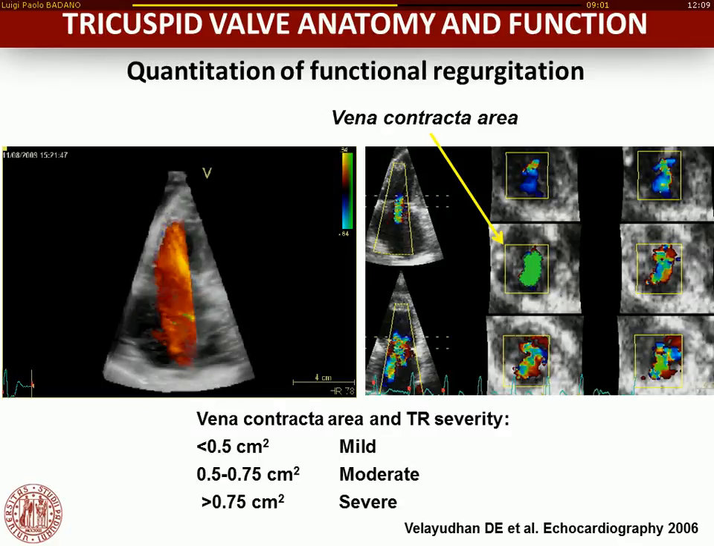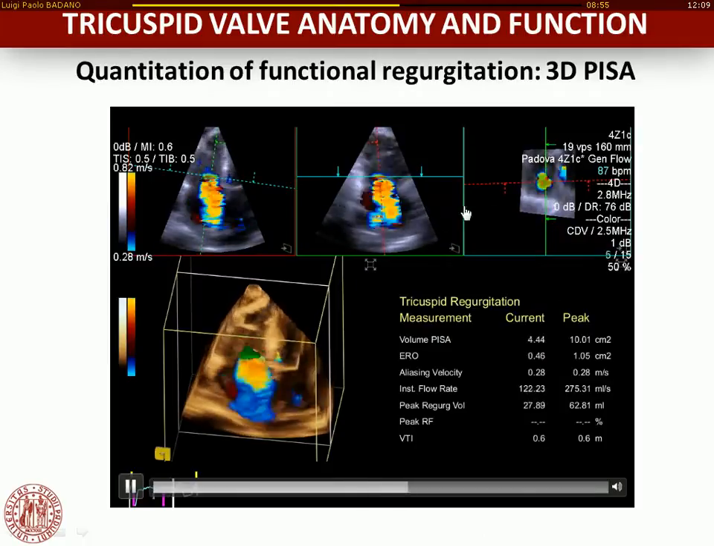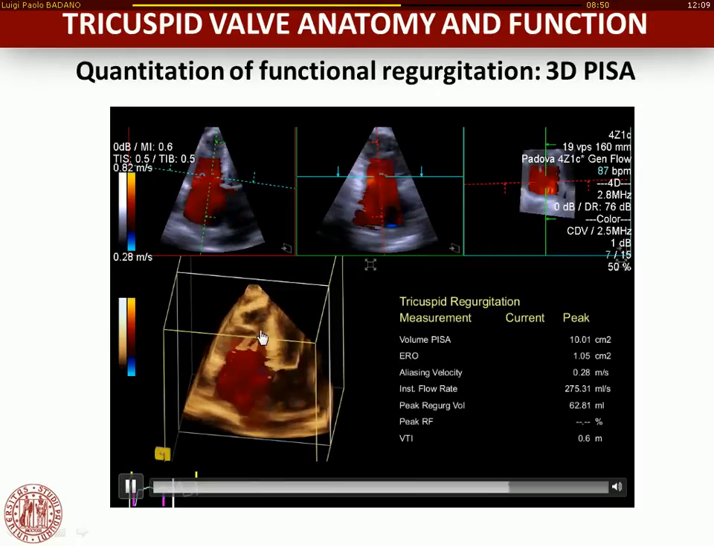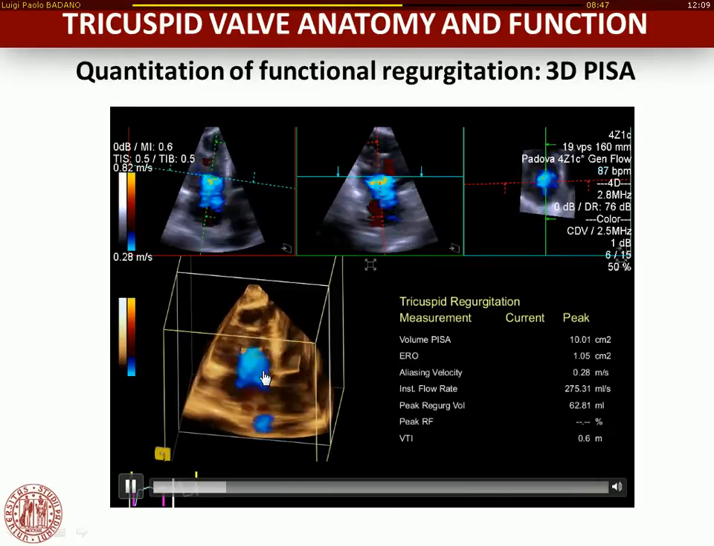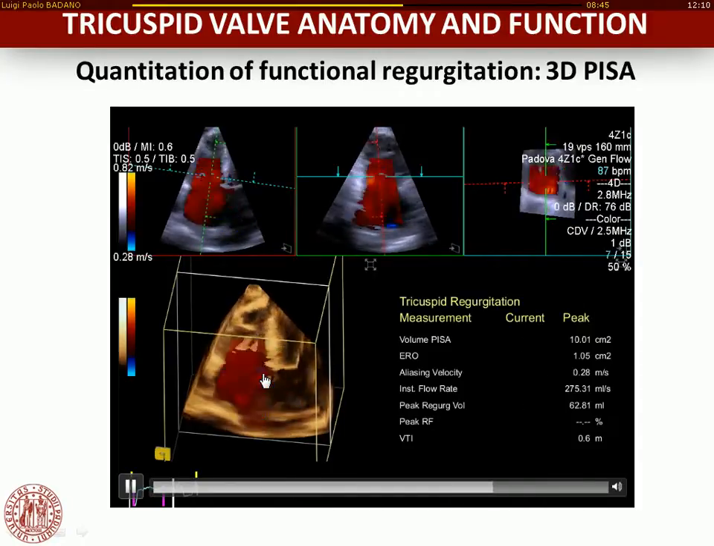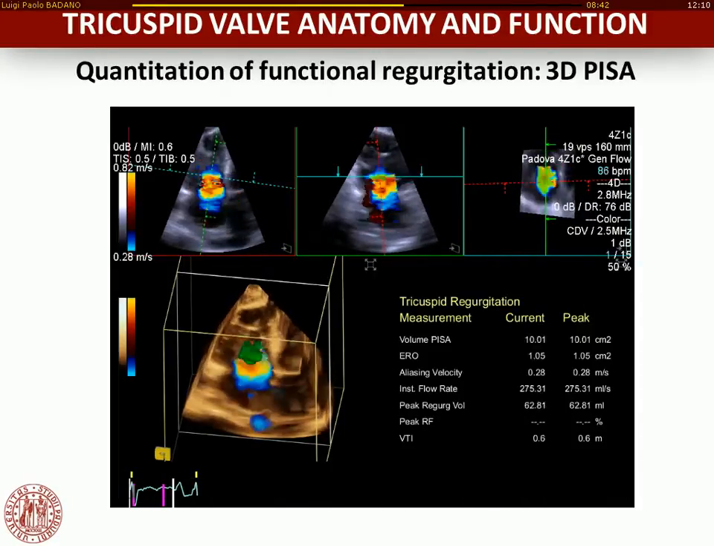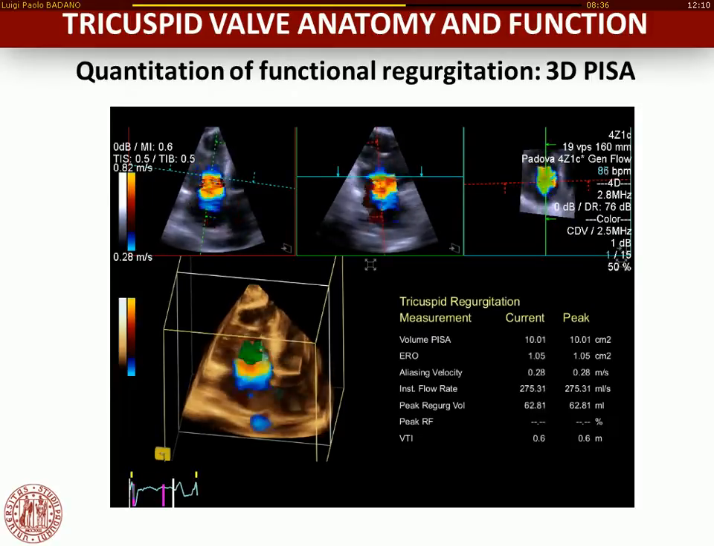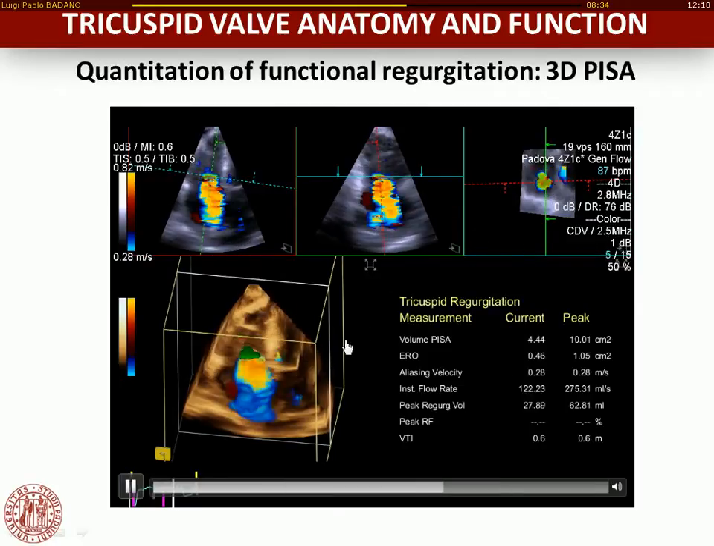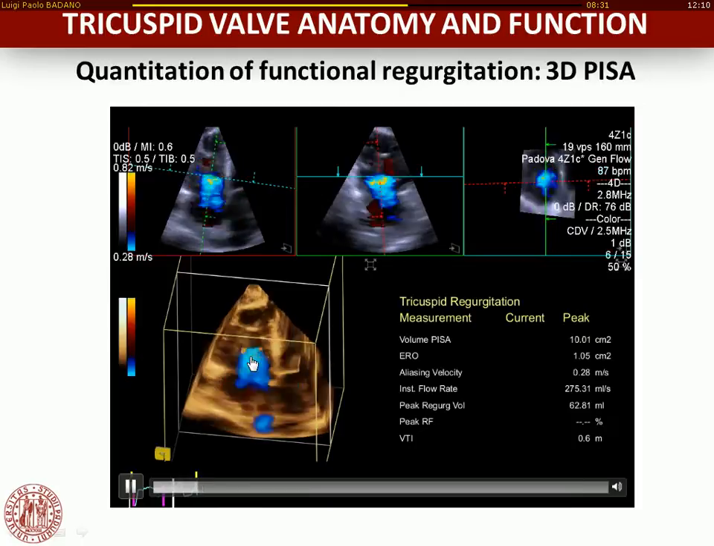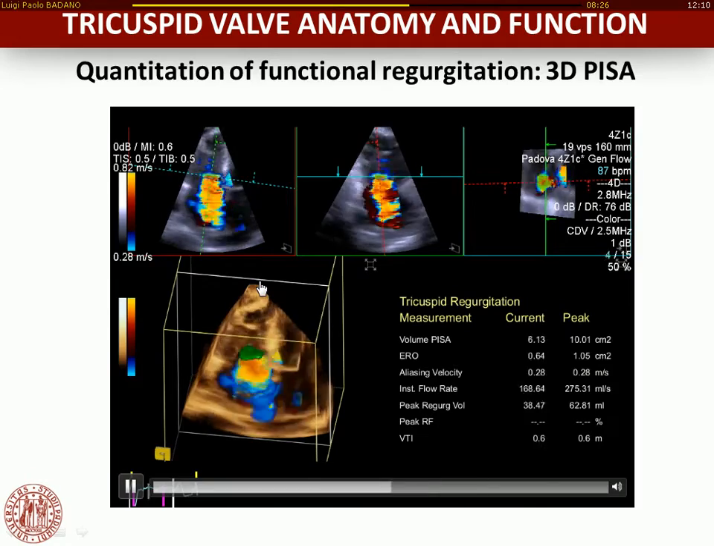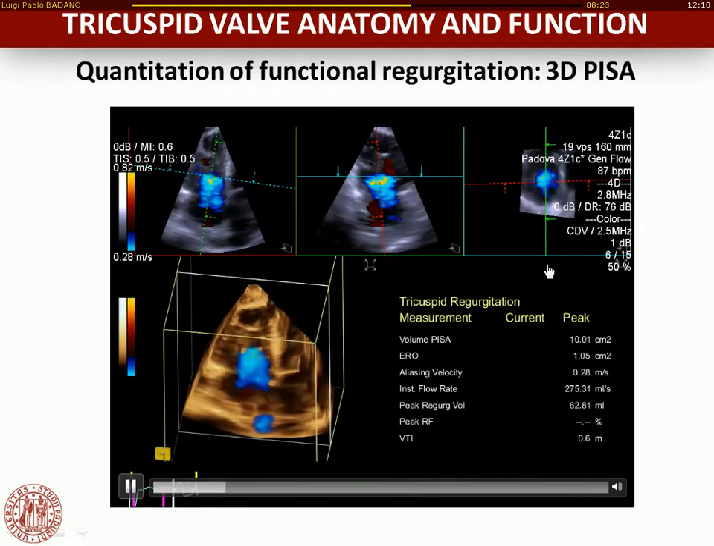And an additional tool that we can get from 3D echocardiography is the ability to quantitate the PISA, the 3D PISA, and so doing a quantitative assessment of the area of the regurgitation without any assumptions about the shape of the regurgitant orifice. This is a quantitation that is independent of the shape, and can be not just one shot at a certain point, but as you can see, it's dynamic. You can follow the changes of the regurgitant orifice throughout the cardiac cycle.